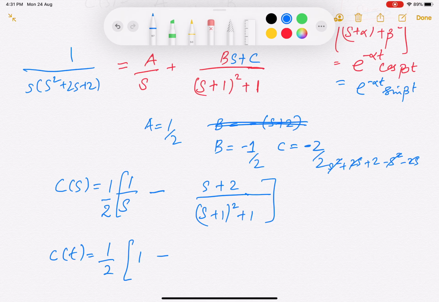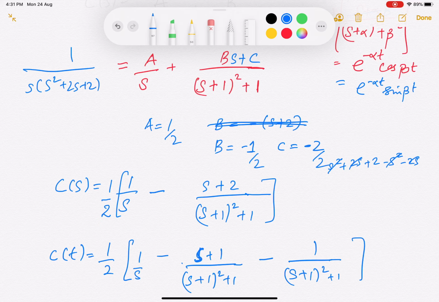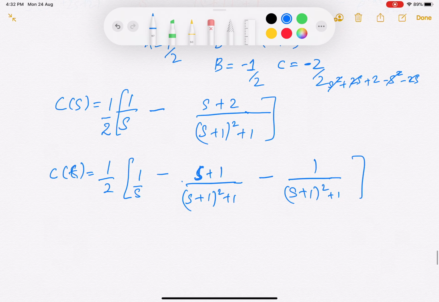1 minus, you can write this as 1 by S minus, here you'll write (S plus 1) divided by (S plus 1) whole square plus 1, and then you can write this as (S plus 1) whole square plus 1. So this is your C(s), sorry. So you can take the inverse Laplace transform and write your C(t) as half.